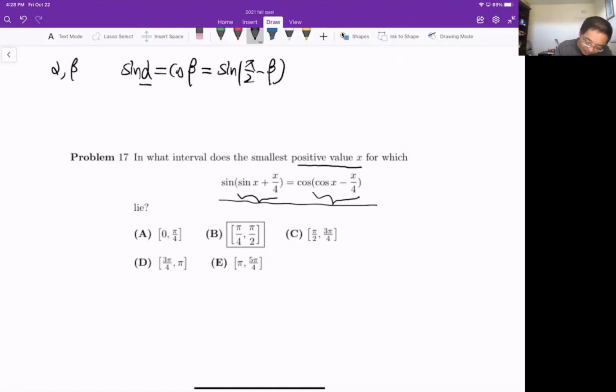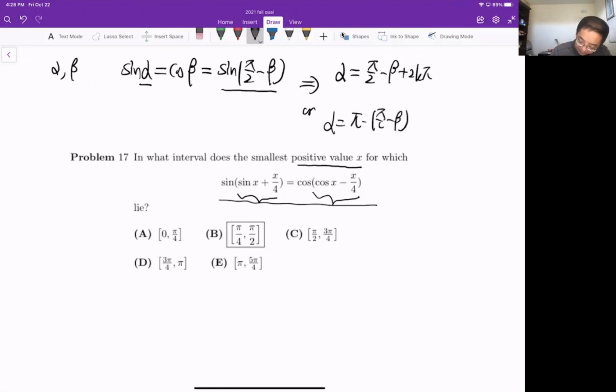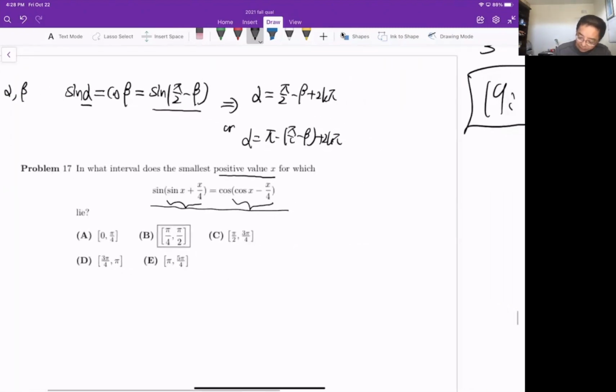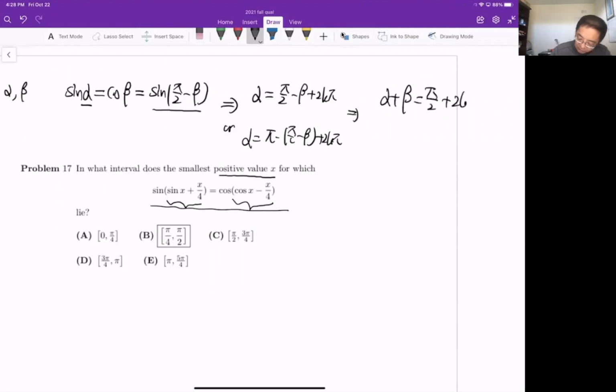Now, if we know that sine alpha equals sine of pi over 2 minus beta, we know there are two scenarios. One is alpha equals pi over 2 minus beta plus 2k pi, or alpha equals pi minus (pi over 2 minus beta) plus 2k pi. They are equivalent to saying alpha plus beta equals pi over 2 plus 2k pi, or alpha minus beta equals pi over 2 plus 2k pi. The point is there are two different scenarios.